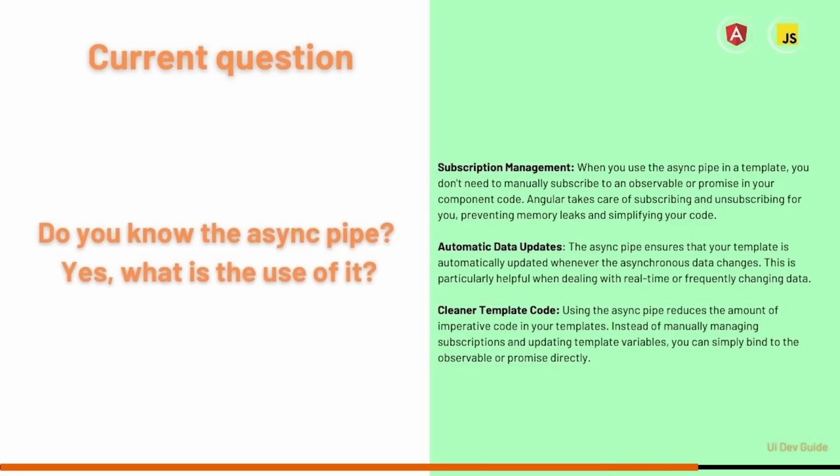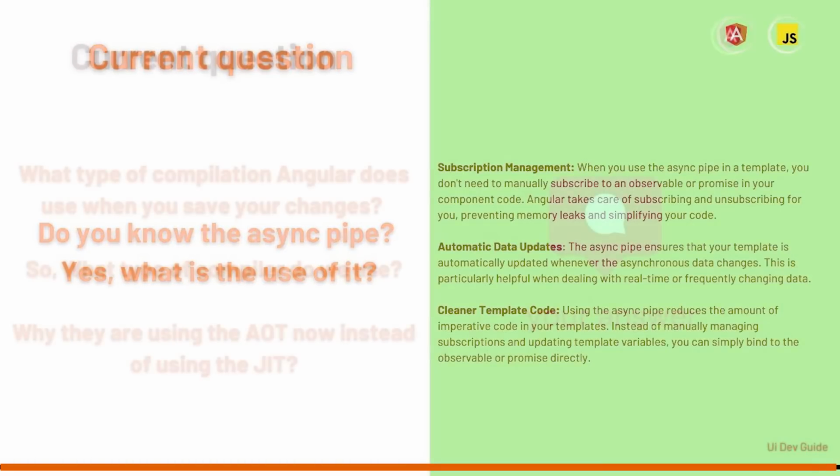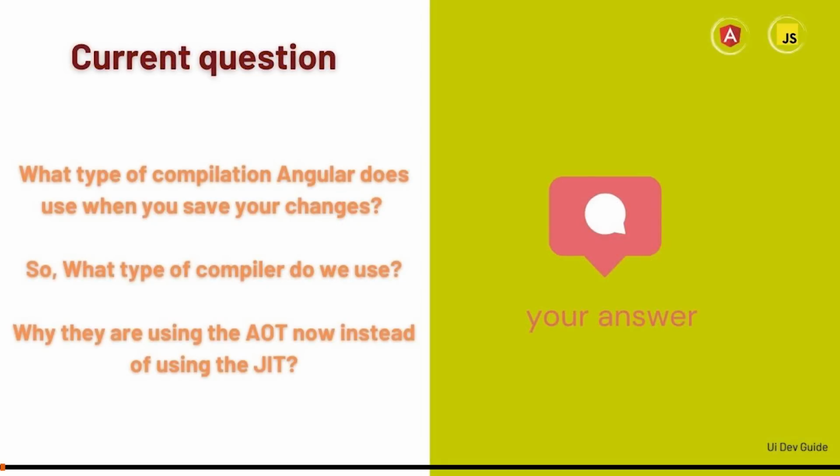Okay. By default, it is pure. Pure pipe. So what type of compilation does Angular do when you save your Angular changes? So what type of compiler do we use? AOT compilation is there. And what is the advantage of it?